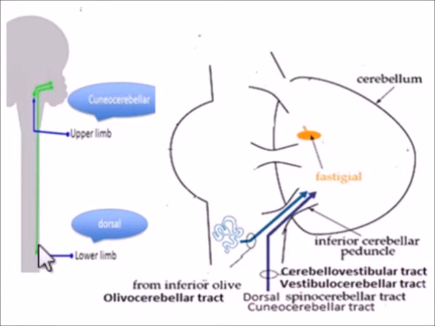that ascends upwards in the spinal cord without crossing to the other side, and it moves up and reaches the medulla, upper part of the medulla, from where it passes through the inferior cerebellar peduncle and enters the spinocerebellum.